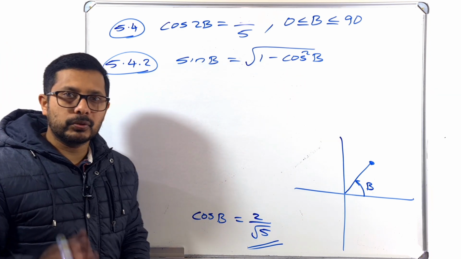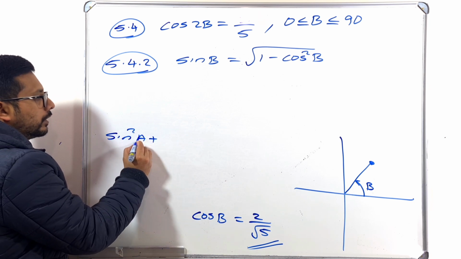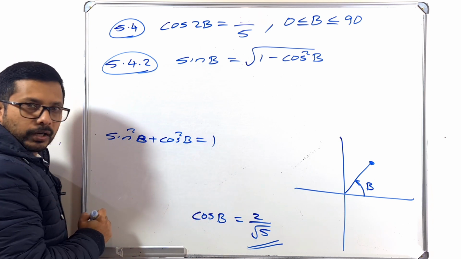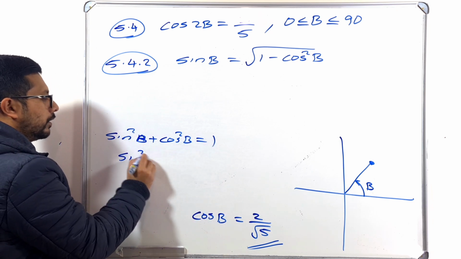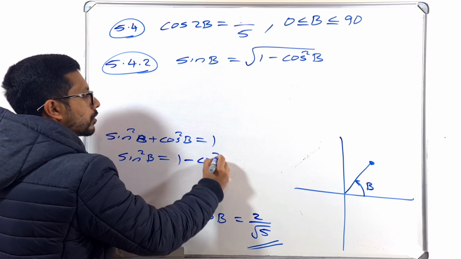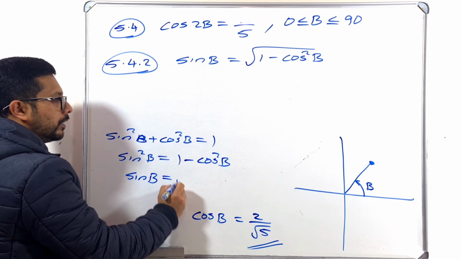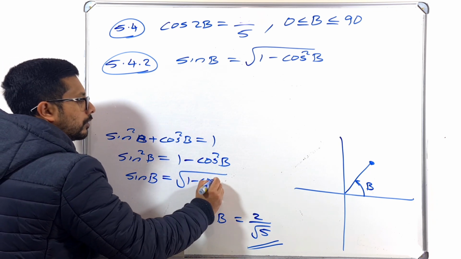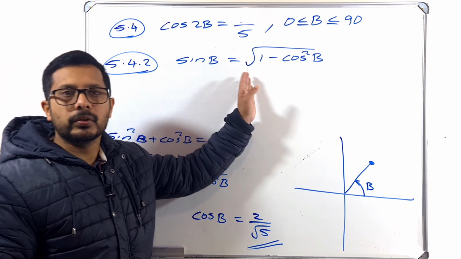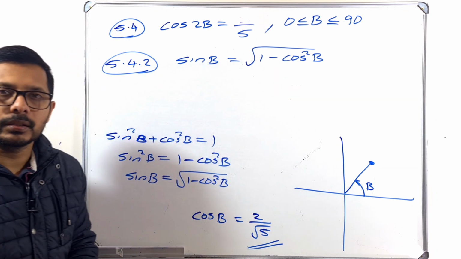How do you get that formula? I told you many times now. Sine square B plus cos square B is equal to 1. So from there, what is sine square B? Sine square B is equal to, take this cos squared B to the other side, so 1 minus cos squared B. So sine B is root of 1 minus cos square B. Without writing all these steps directly, now you are in grade 12, we can write directly.